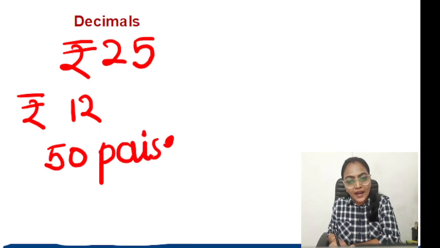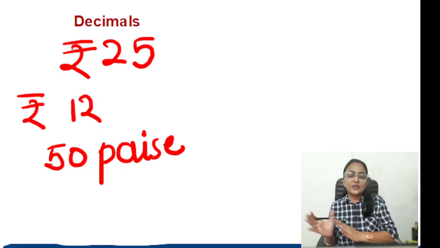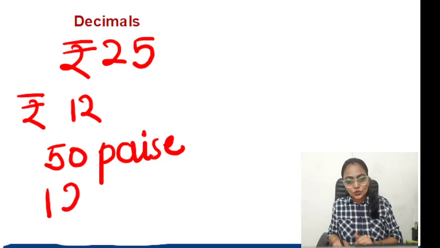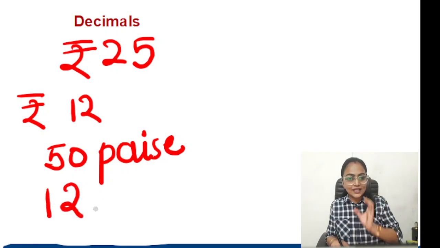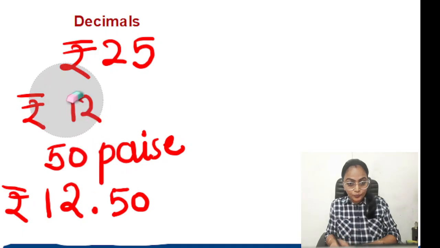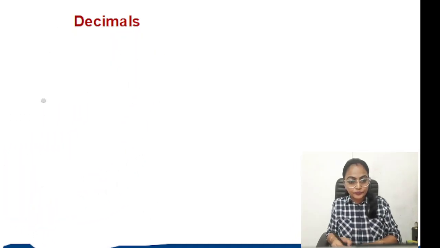To combine this complete 12 rupees and part of another rupee, that is 50 paise, you need the decimal number. That is, you will write this together as 12.50, right? Now, we will observe this carefully.